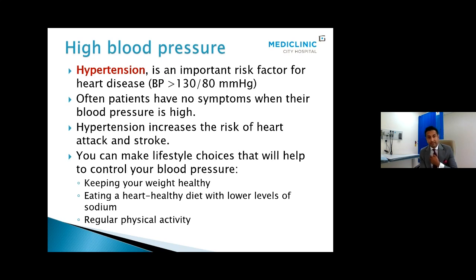So this is an important risk factor for heart disease, and what we're trying to aim for is a blood pressure that is less than 130/80. It used to be that the cutoff was 140/90, but the guidelines changed about 5 years ago, and we're getting more and more aggressive about how we treat blood pressure, because we know that it's a major risk factor for heart attacks and in particular strokes.